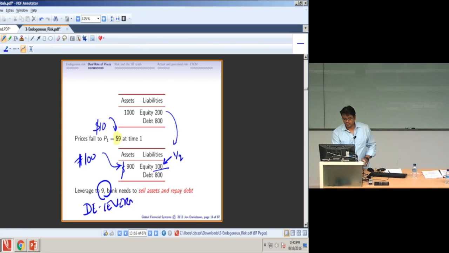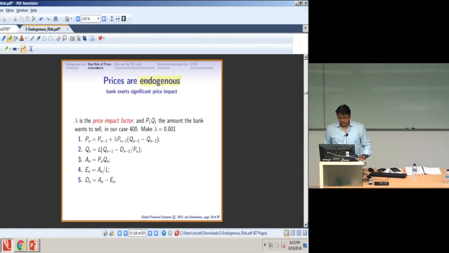The way you do deleveraging is you need to sell assets so that you bring down the debt and make the ratio compliant again. So how do we do that? This is the way that Jon has modeled it.